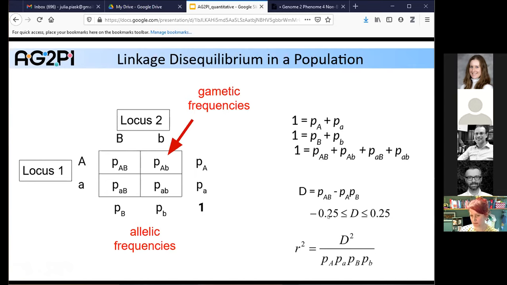So this can range from, as it says here, negative 0.25 to positive 0.25. And then there's a conversion to make it more analogous to the coefficient of correlation that we're all familiar with, that ranges from 0 to 1. And 0 for D or R squared means there's no linkage disequilibrium, and there actually is an equilibrium. The closer it gets to 1, the higher the disequilibrium.